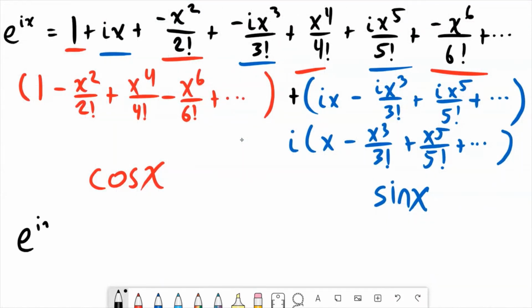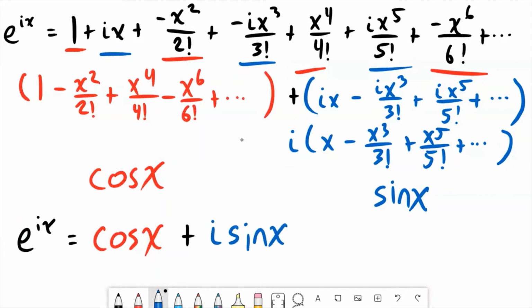e to the ix is equal to cosine of x plus i sine of x. And now we have a weird formula happening here. e to the ix is equal to cosine of x plus i sine of x.